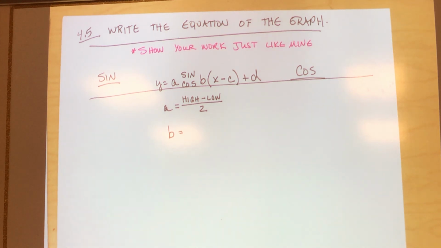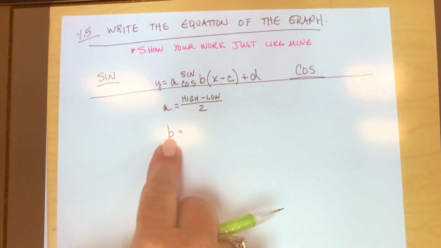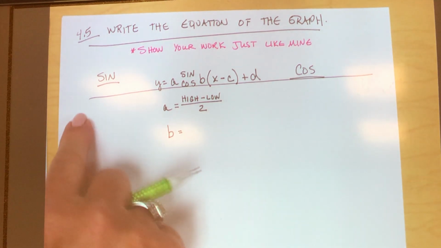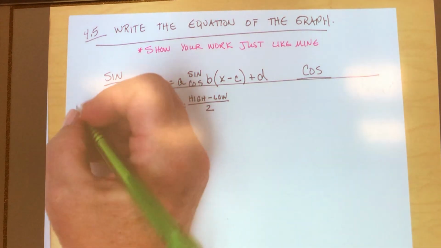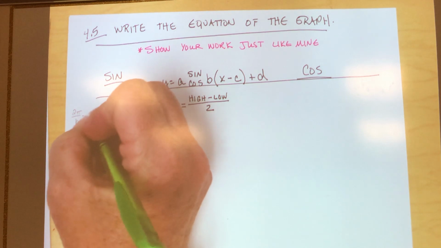Okay, so do you have a formula that involves B? Yes, 2 pi over B equals what? Period. Okay, so I'm going to go over here and write that down. 2 pi over B is equal to the period.